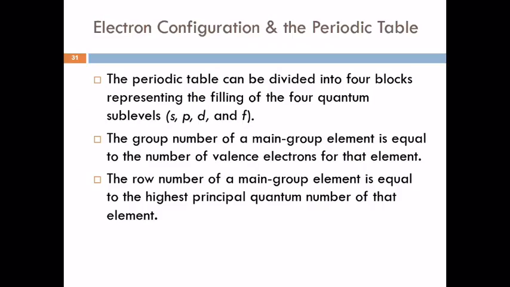Let's go on. Okay, let's learn how we can get all this information just from the periodic table. The periodic table can be divided into 4 different blocks that represent the 4 quantum sublevels: S, P, D, and F. The group number tells us the number of valence electrons for that element. The row number tells us the highest principal quantum number that has electrons in it.